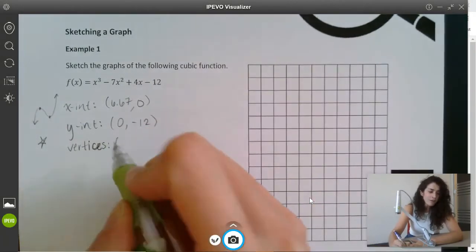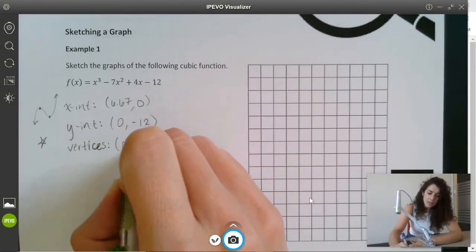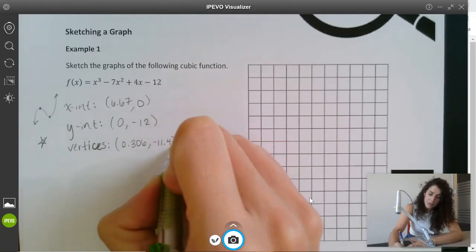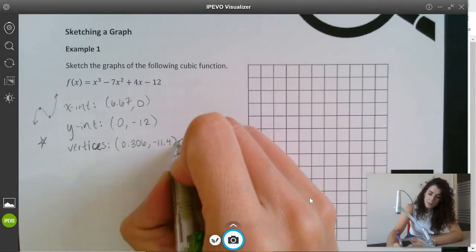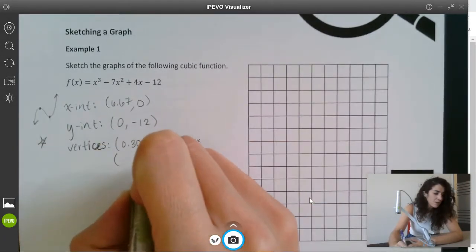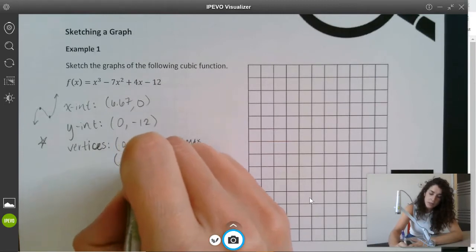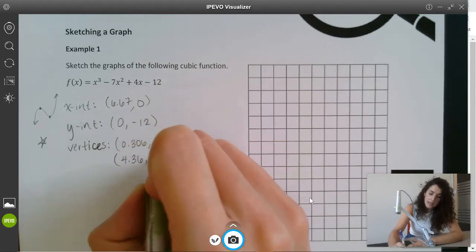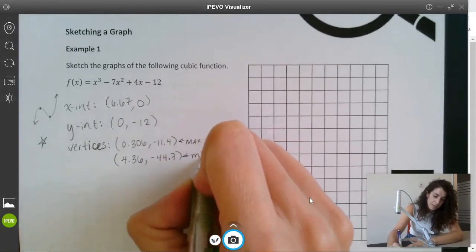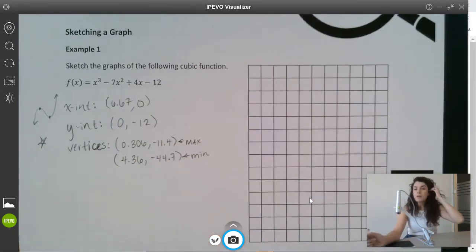And then our vertices are 0.306, negative 11.4, and that is our maximum. And then we have another one at 4.36 and negative 44.7, and that's going to be our minimum. So hopefully we found all of those.